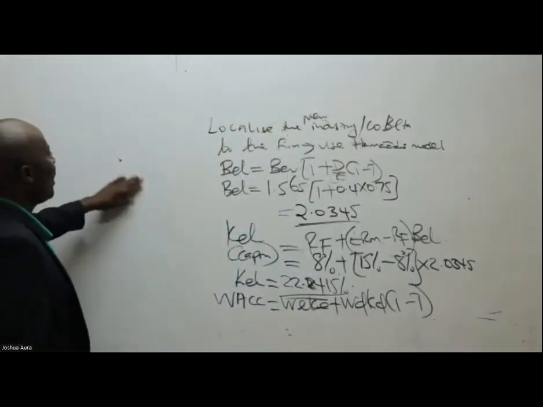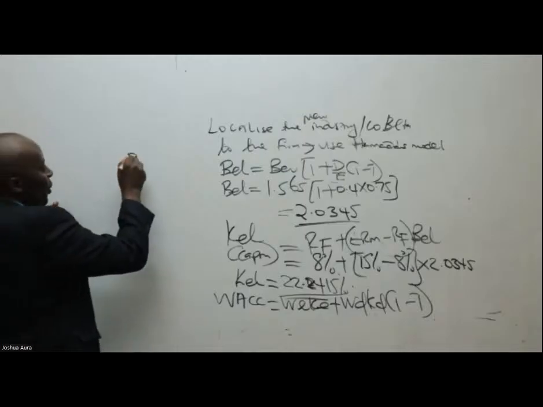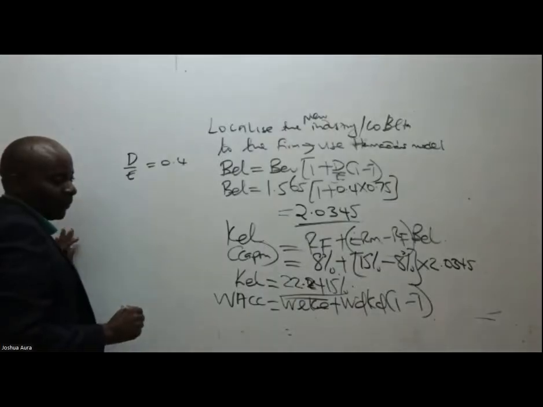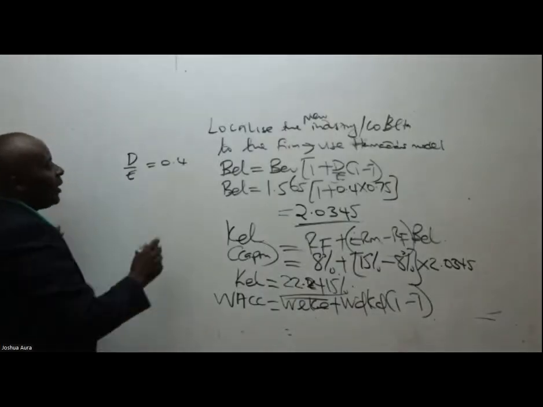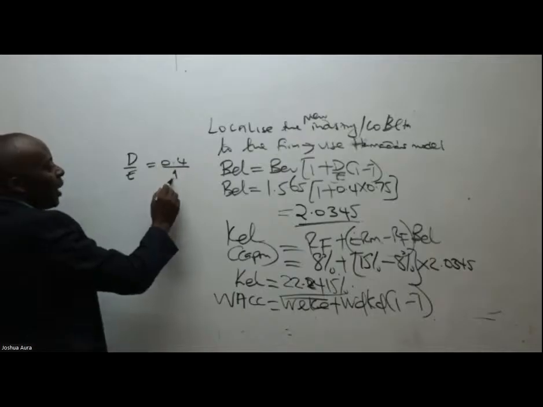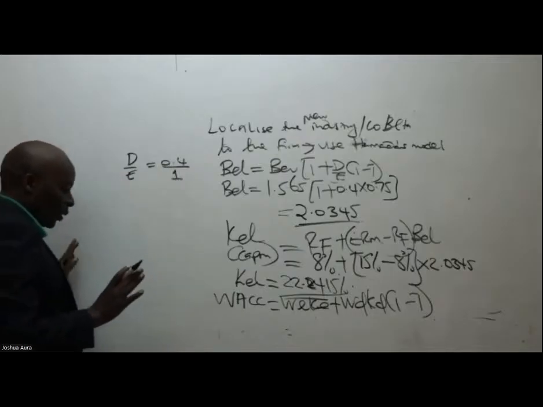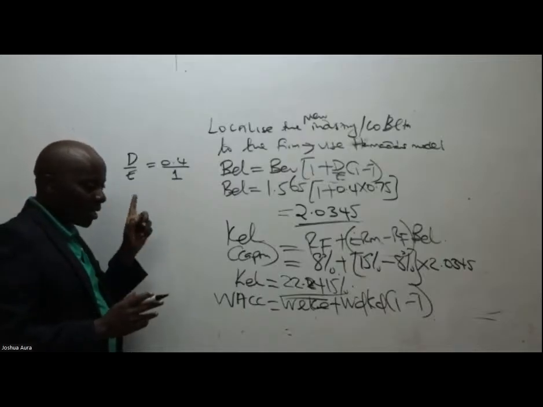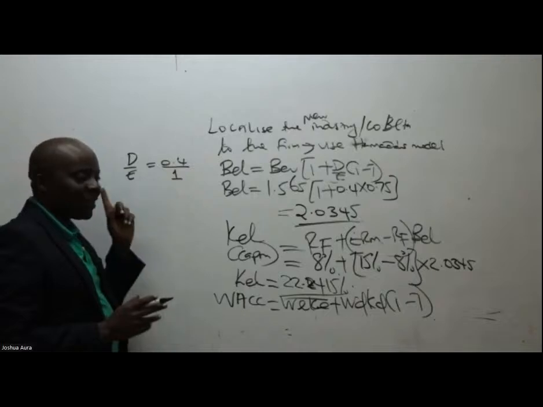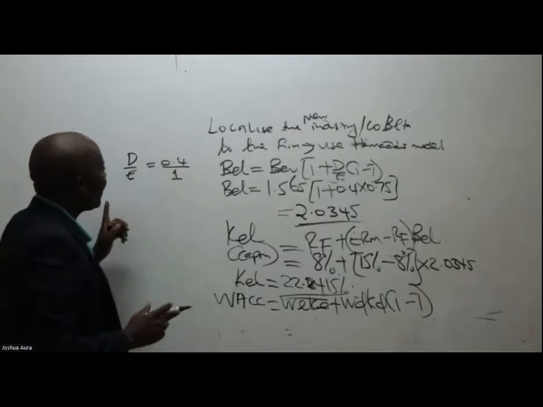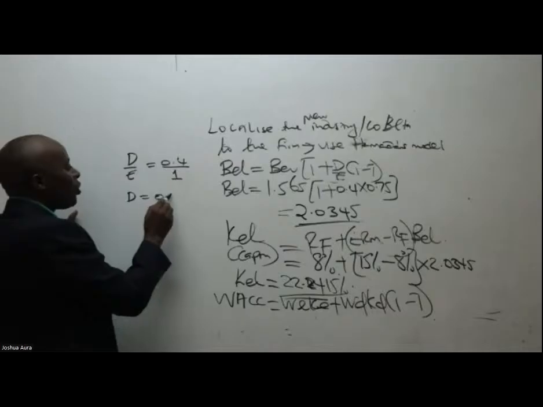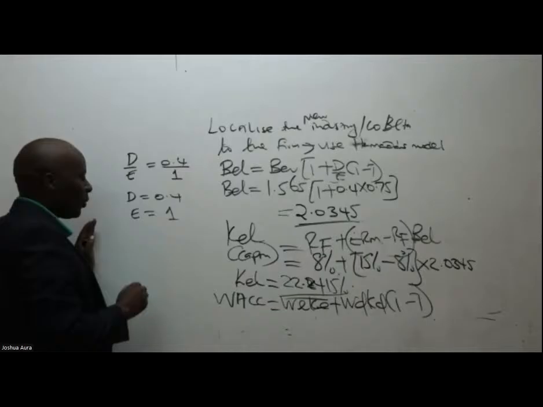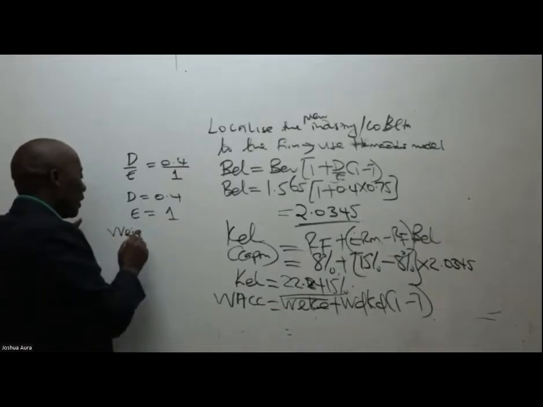When you are told here that debt to equity ratio is 0.4, you're supposed to know one thing, that this number has got an implied quotient. All the numbers, wherever they sit, have an implied quotient, which is 1. You see 0.4 divided by 1 is 0.4. So you're saying that debt, in short, is 0.4, and equity, in short, is 1.